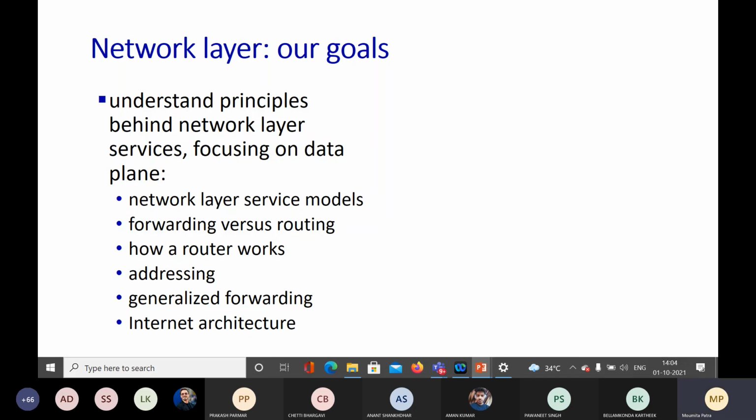They will be focused on two things, data plane and control plane. Before that, I will definitely let you know what is data plane and what is control plane. We will talk about network layer service models, differentiate between forwarding and routing, how a router works, and IP addressing, or different ways of addressing, whether it's IPv6 or IPv4. Then we'll get into generalized forwarding and the internet architecture.